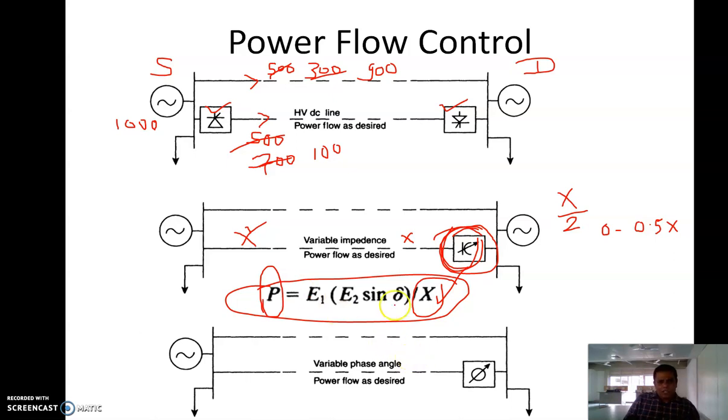Or I can do another thing. I can vary the value of this delta by introducing a phase angle changer, right? So I can introduce a phase angle changer like this, and I can vary the value of delta. So by using either an HVDC link or a mechanism by which we change the value of x and delta, we can control the power flow as desired, right?